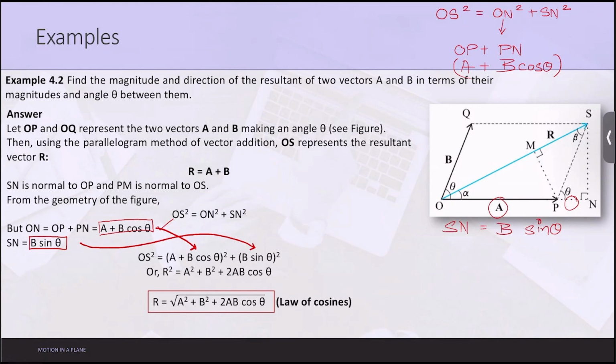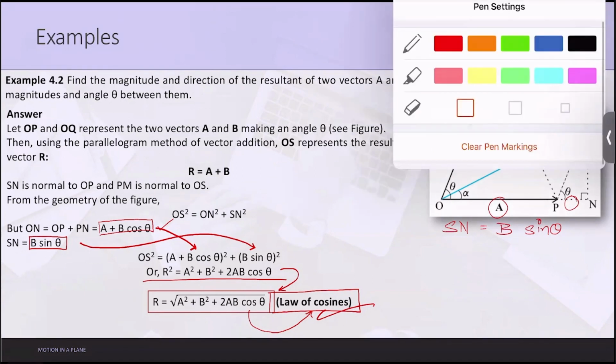This has been written here by using the calculation which I have done right now on the black screen, that is, r square is equal to a square plus b square plus 2ab cos theta. If we remove the square from this side and take the root on the right hand side, we will get r is equal to under root of a square plus b square plus 2ab cos theta. Please remember, this formula is also called the law of cosines, because cos theta is involved. So please remember that and let us move forward.